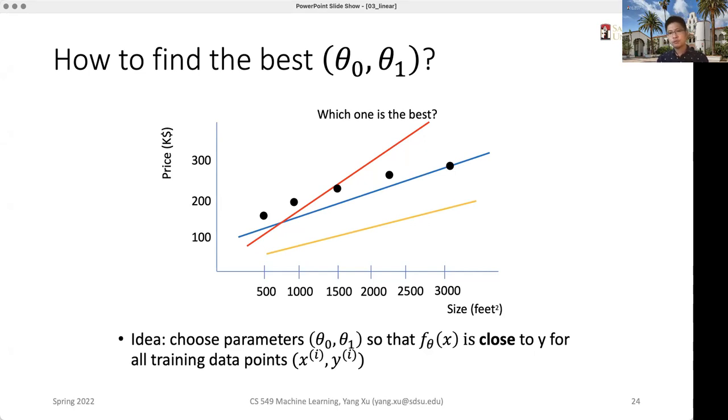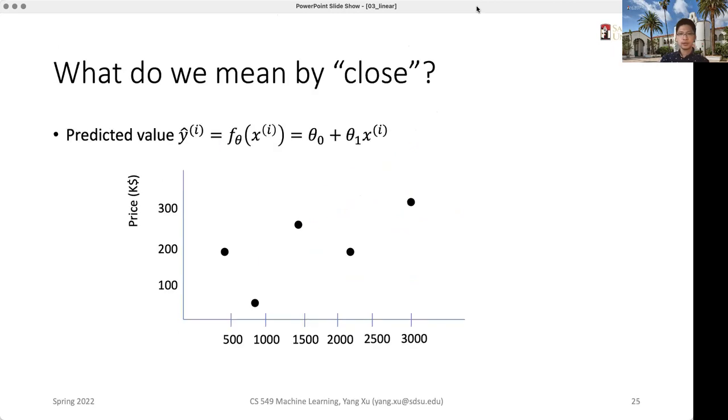So we wish to choose parameters so the linear function is close to y for all the training data points. That is a guideline we can use to train the linear regression model. Let's build on top of this guideline. We need to define what we mean by close. We need to measure the closeness.